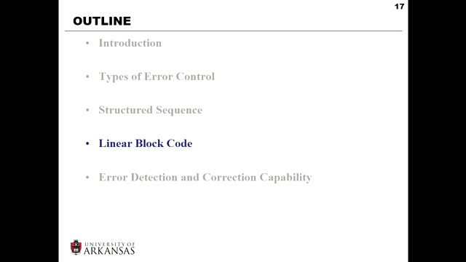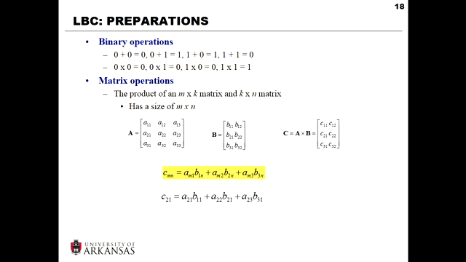Now it's time for us to move on to the details and look at how a linear block code is designed, okay? So the rectangular code is a special case of the linear block code, okay? And in this section, we are going to look at the general rules for designing a linear block code. And in order to design a linear block code, first I would like to introduce the binary operation, okay?